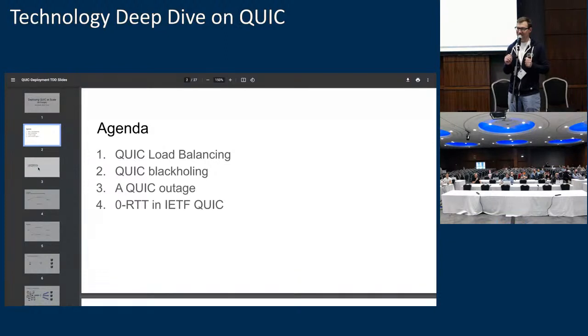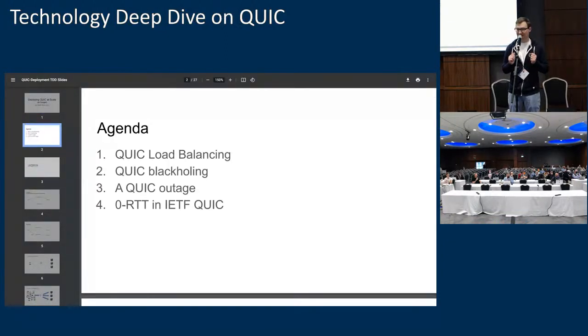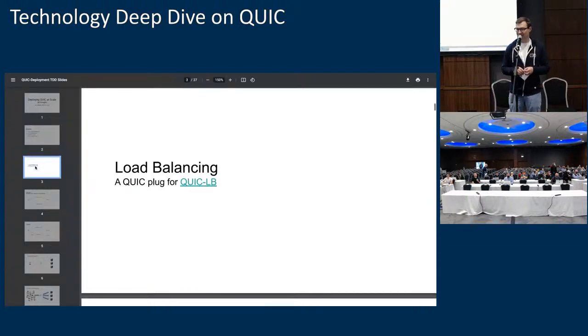I'll go back one moment just to go through. So the agenda: load balancing, and then we're going to talk a little bit about black holing, or flow black holing. A fun little story on an outage that we had just about a year ago. And then one slide on zero RTT and QUIC and why it's hard, as well as some information that you can go look at more if you want to. So let's go to the next slide. Actually, two more.